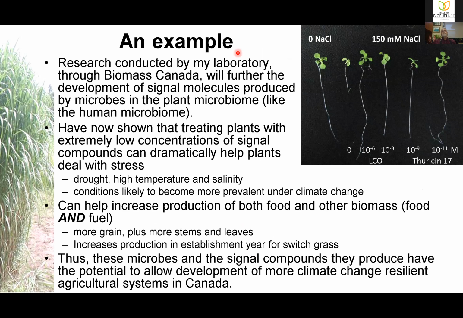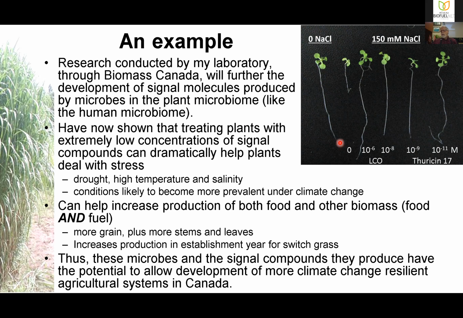This is just an example, and we'll talk about this more in my next talk, but I've used my own material as an example because it's the one I understand best. This is from research in my lab, which is currently being funded through BioMass Canada, and we are grateful. This is looking at interactions between microbes and plants, and we've been doing some work on signal compounds. You see here, these are little Arabidopsis plants under stress. We're using salt stress here because it's the easiest stress to apply uniformly, so that's what we're using initially.